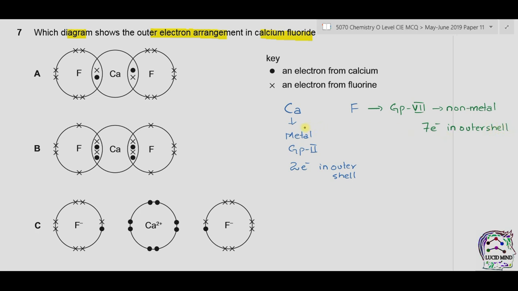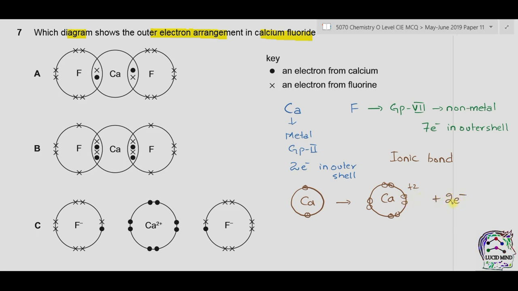Now we know that the bonding between metal and non-metal is called ionic bond, and in ionic bond, metal loses electron while non-metals gain electron. So therefore calcium will lose its 2 electrons that are present in the outermost shell to form calcium positive 2, and the inner shell is already complete. Two electrons are lost in the process.